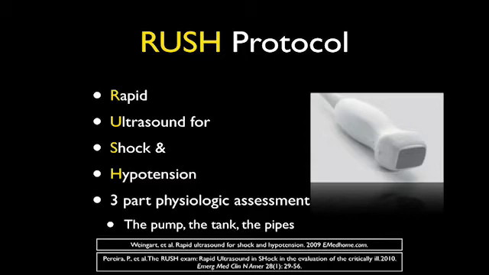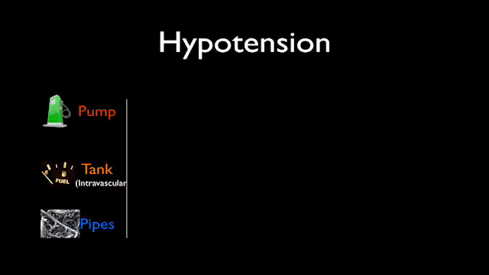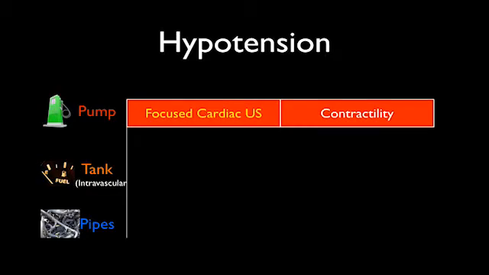So you don't have to switch probes. Sometimes you may want to for part of the lung exam, but the phased array probe should be fine for all of them. So now the pump, the tank, and the pipes. There are different components of the pump, the tank, and the pipes. Pump is easy. That's exactly what it sounds like.